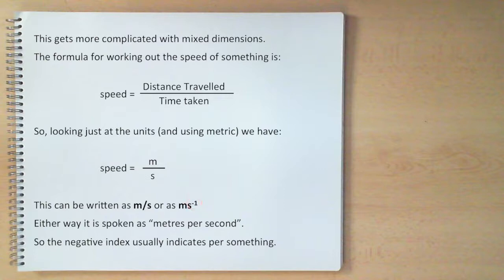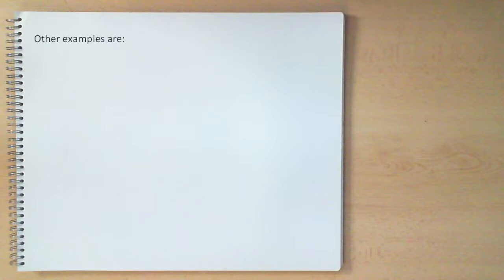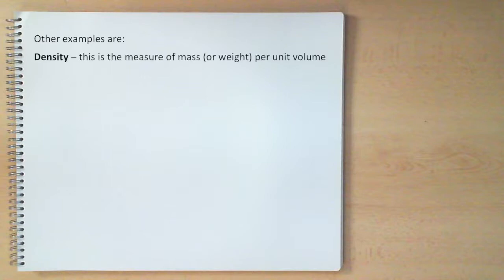Let's look at some more complicated examples. First one we're going to look at is density. This is the measure of mass or weight per unit volume.